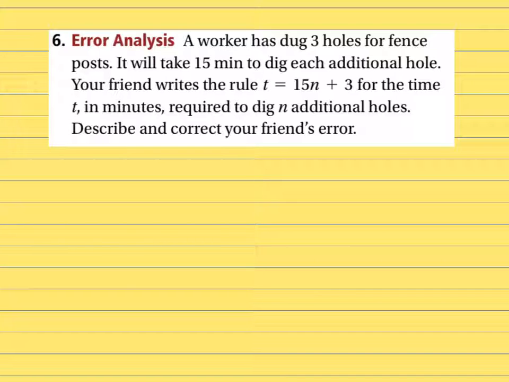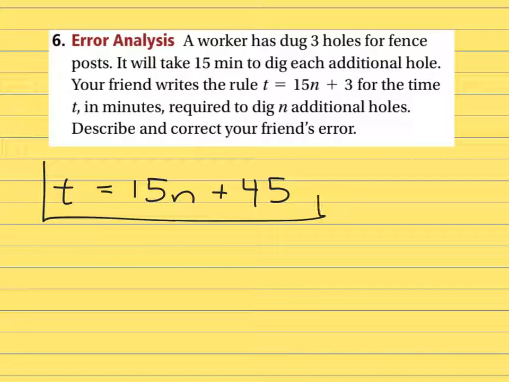And really the trick is, if it's taking 15 minutes to dig each hole, then 3 holes dug at 15 minutes each, that's 45 minutes. So you really want to have the rule saying that the time is equal to, yes, 15 minutes for each additional hole that needs to be dug, but those first 3 holes did not take 3 minutes. Those first 3 holes took 45 minutes because we know that each hole takes 15 minutes to dig. So then this becomes the rule. 3 is the number of holes, not the number of minutes it took to dig those holes. So that was the error.